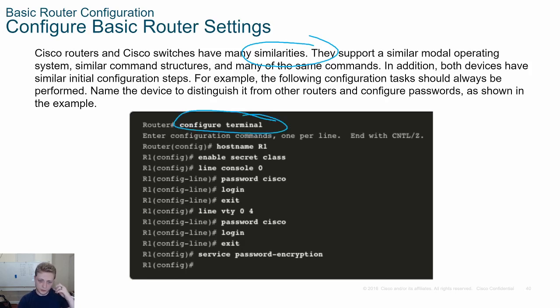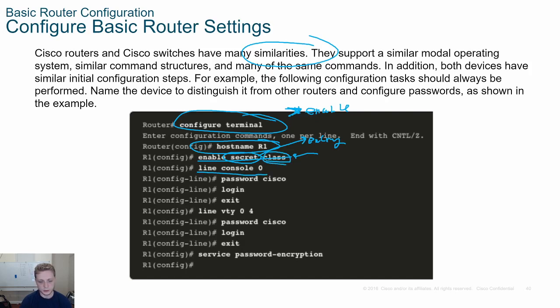So a lot of these commands, like configure terminal, are exactly the same on switches, and we've been over this stuff before, right? Hostname R1, just setting a hostname. Enable secret is our enable password, so we type in the enable command when we're in non-privileged mode to get into privileged mode. Secret means it's an encrypted password, and then class is the actual password.